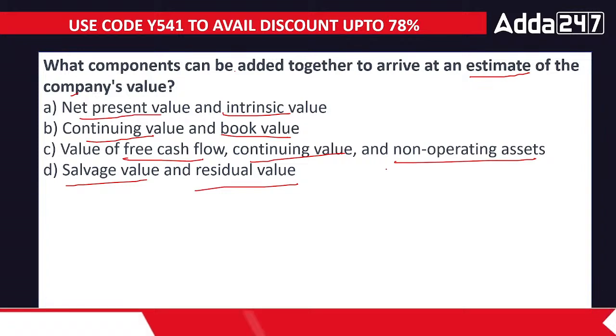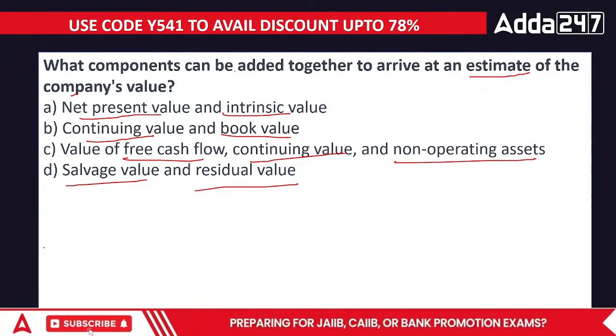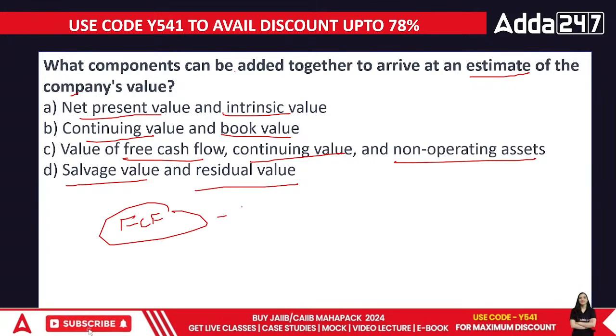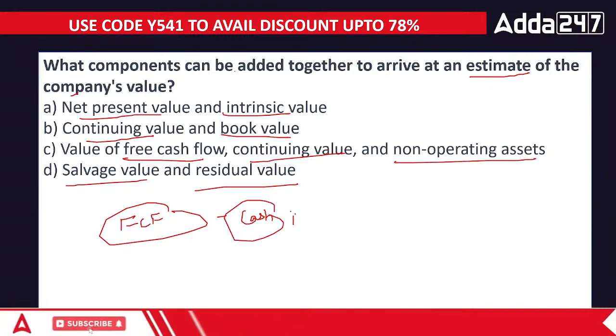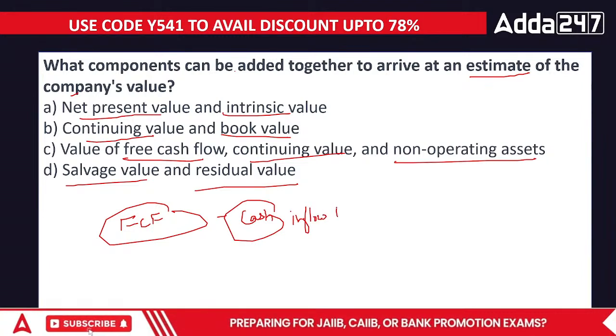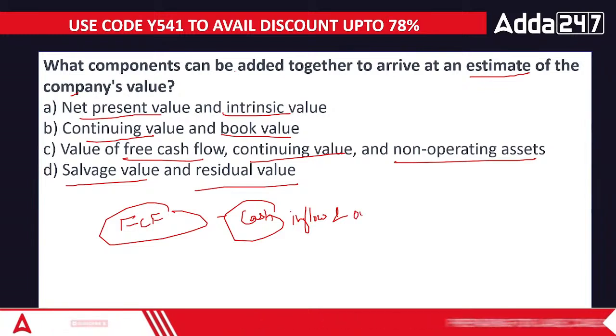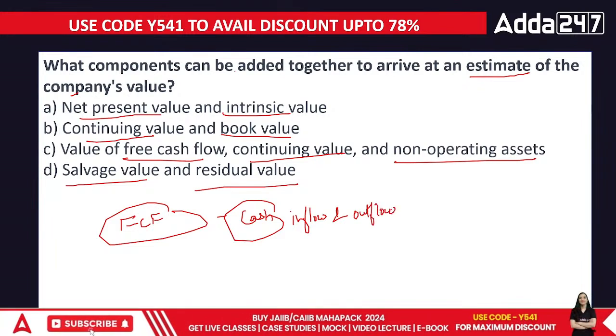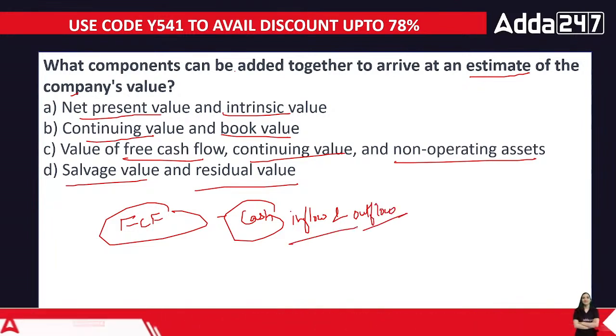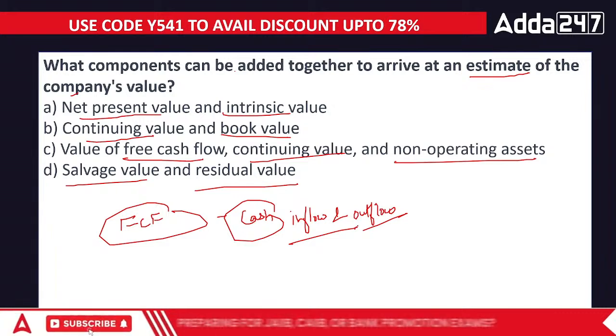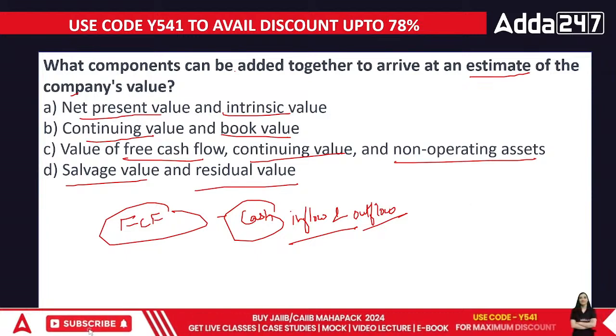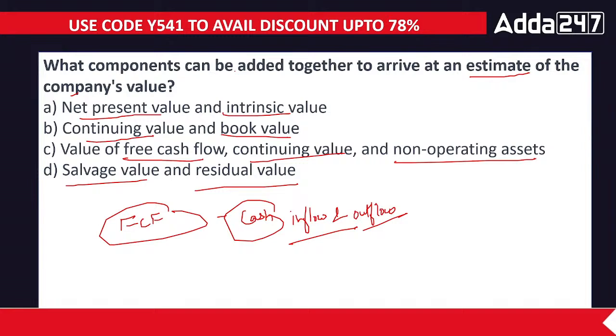When things are added together and we are trying to find the value, first is free cash flow. We are trying to find only the cash inflow and outflow, nothing related to any other non-cash thing. It's a continuous thing, and at the same time, we will also be having non-operating assets involved in it, right? This is the answer: C.